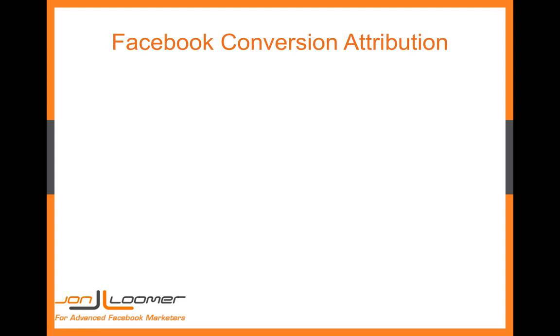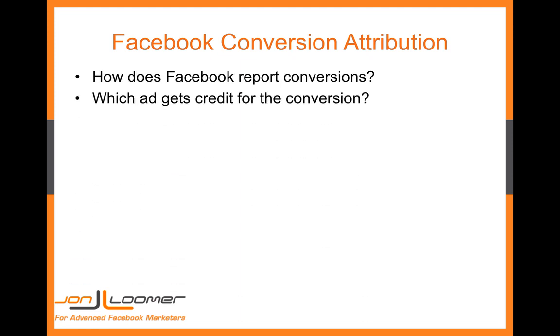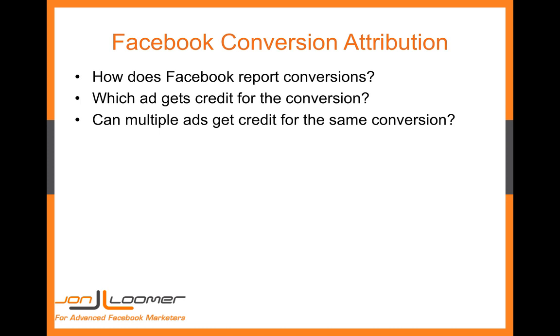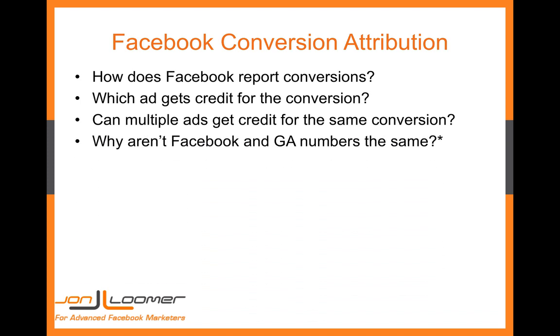Now, there's often some confusion regarding how Facebook attributes a conversion. How do they report on conversions? How do they determine which ad gets credit, etc.? Which ad gets credit for conversions? Can multiple ads get credit for the same conversion? People automatically assume, well, if I run 4 different ads, couldn't that distort my numbers? Why aren't Facebook and Google Analytics numbers the same? All questions we often get about Facebook conversion attribution.